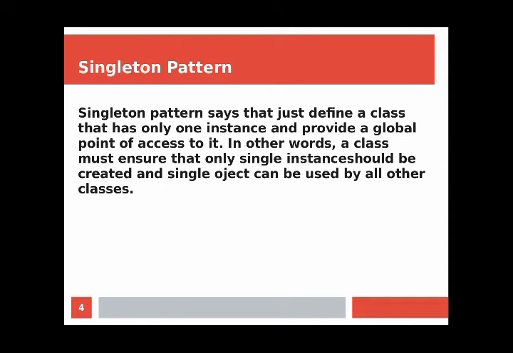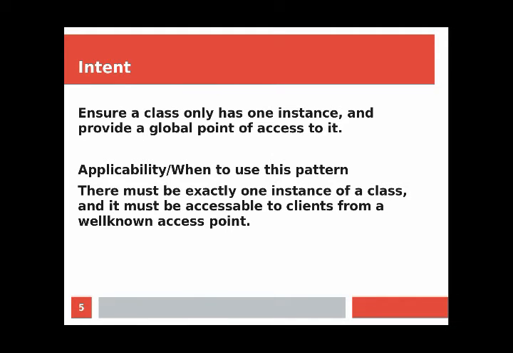Singleton pattern says that just define a class that has only one instance and provide a global point of access to it. Or you can say a class must ensure that only a single instance should be created and a single object can be used by all other classes. In which, the intent here is to ensure a class only has one instance and provide a global point of access to it.